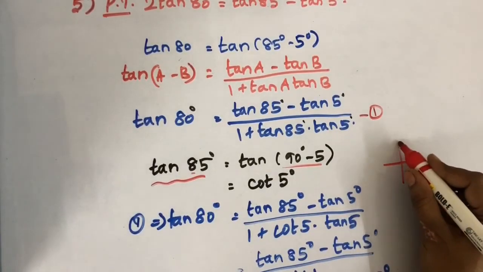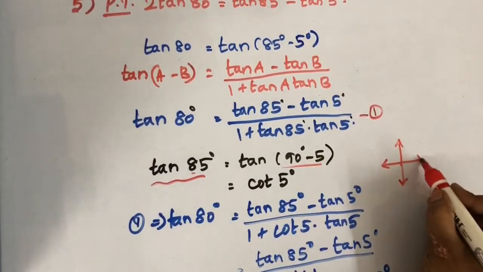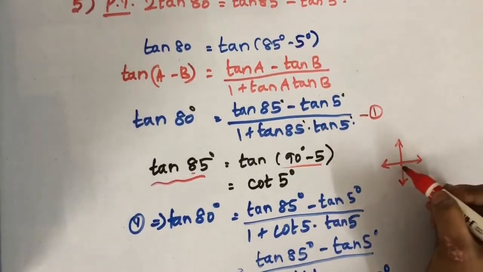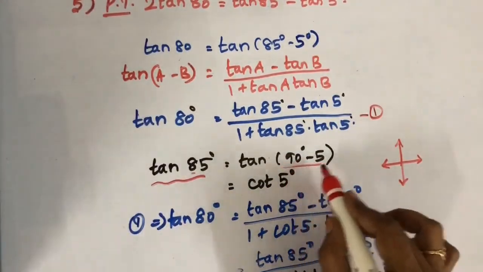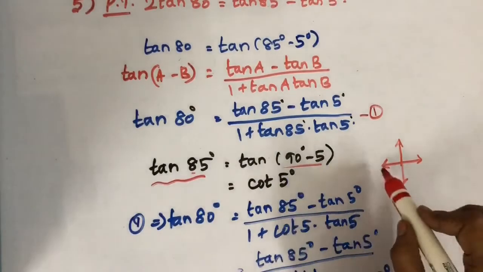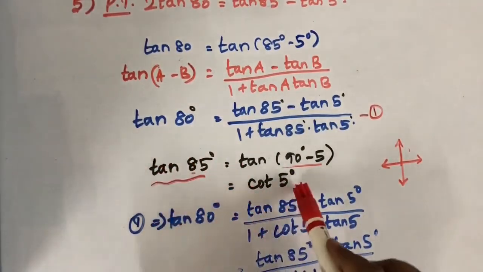What about the quadrants? For 90 and 180, there is a change in the trigonometric ratio. So tan 90, tan is changing as cot. So tan 90 minus 5 is cot 5 degree. 90 minus 5, it's the first quadrant. So there is no problem about the sign. All are positive. Okay. So tan 85 is equal to cot 5.